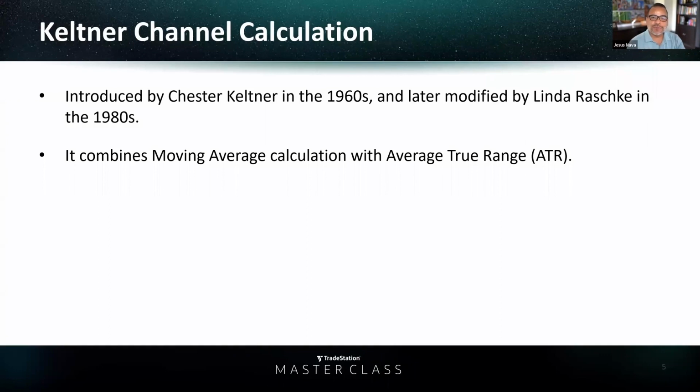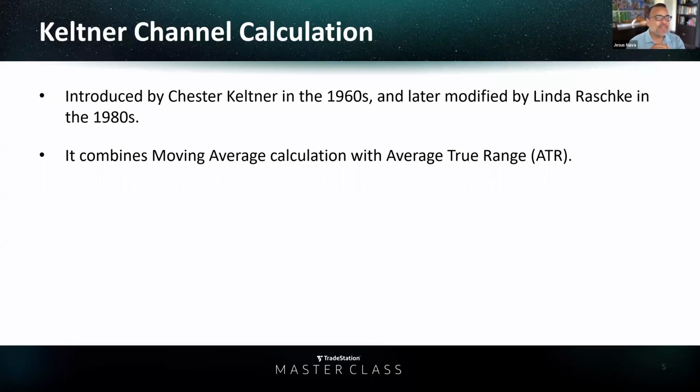And I believe the average true range part is the part that Linda Raschke brought in. I believe that when it was first created, Chester Keltner used average range instead of average true range, which is a newer concept. And those are the slight variations that Linda Raschke brought to the indicator. She also played around with the look back period for the moving averages and also the type of average being used. I think she also modified the calculation to use exponential moving averages at certain times.